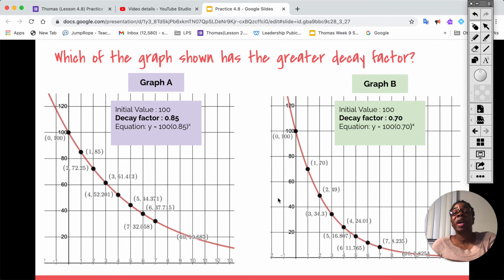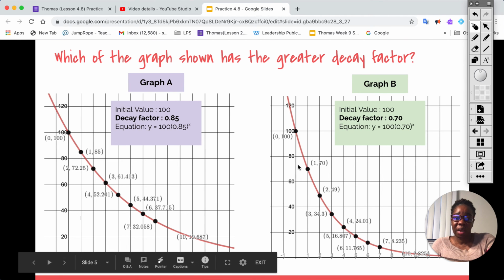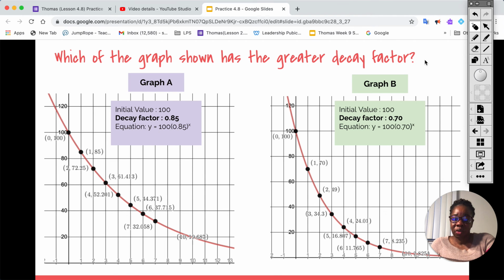The question we're asking is which graph has the greater decay factor, which means which one is decaying faster. So the graph that is decaying more quickly has to be graph B. And the reason we would say that is if you check out each of the output values for each input, B went from 100 to 70, whereas A went from 100 to 85. And so we can see that graph B is decaying more quickly.